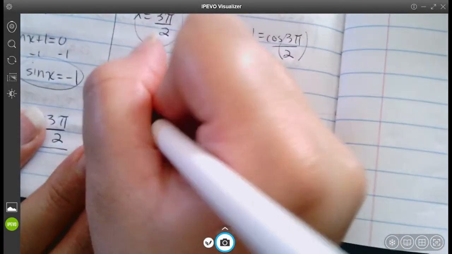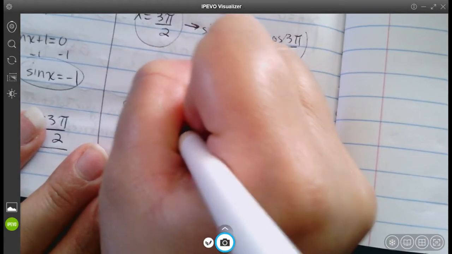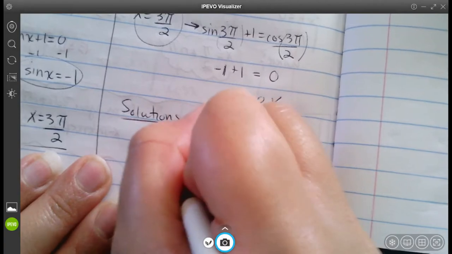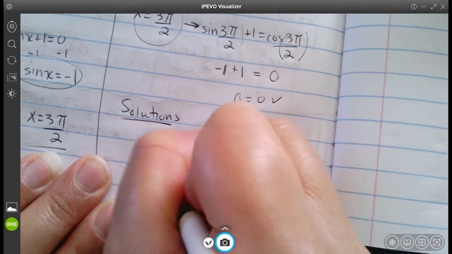So in summary, our solutions are going to be x equals 0 and x equals 3 pi halves.